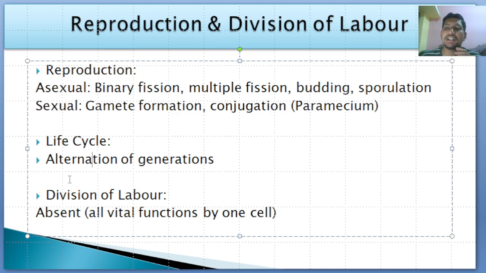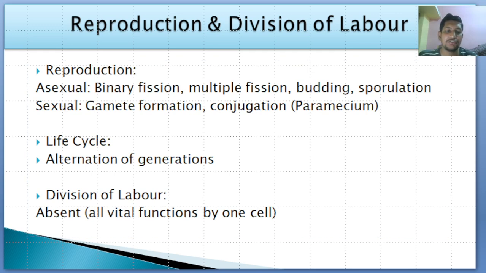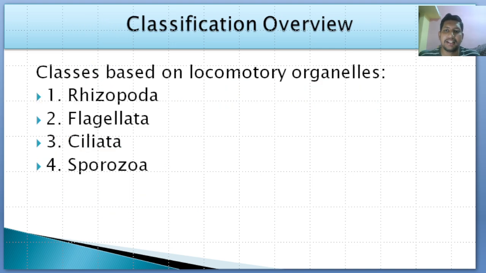Now coming to the division of labor. See, here there is no division of labor in the case of protozoans, because there is a single cell, and this one cell performs all the vital functions of life. Therefore there is no division of labor in the case of protozoans. I hope this is clear about the general characters of phylum Protozoa.